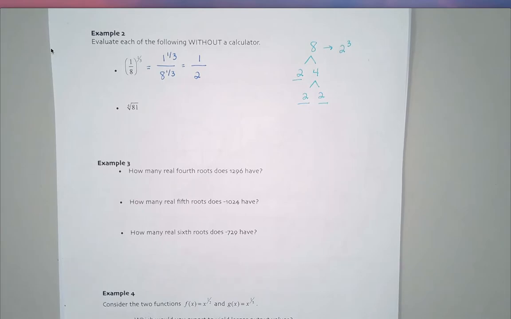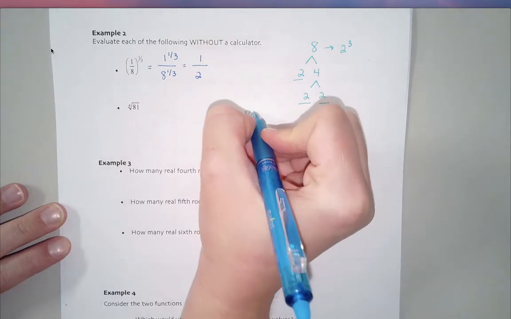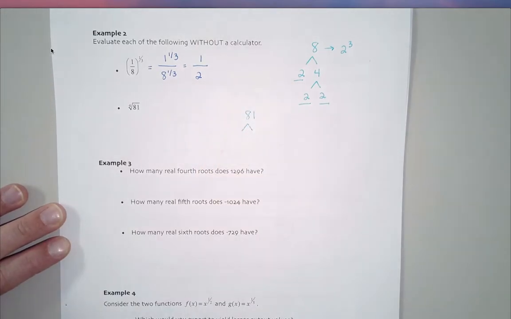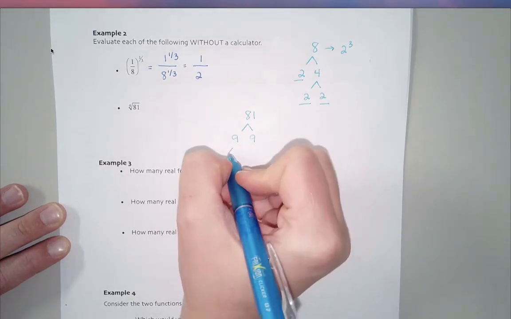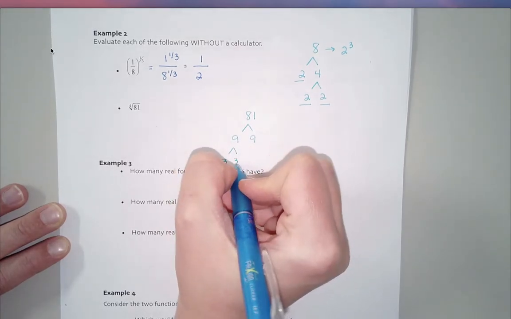So we could do something similar for that next one, the 4th root of 81. Again, my hope is eventually you'll get to the point where you would know that one off the top of your head. But if you didn't, we could go 81 and break it down into its factors. 81 is 9 times 9. And then 9 breaks down into 3s.